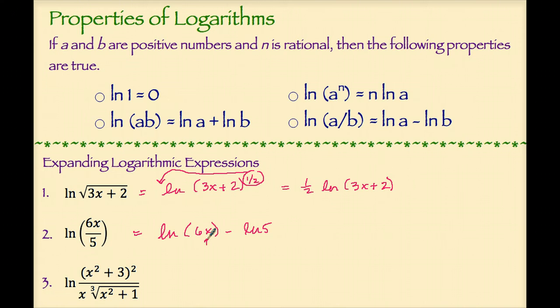But then notice this argument is a product, which means I can use the product rule and separate that into a sum of two logarithms, natural log of 6 plus natural log of x minus natural log of 5. And finally, for number 3, first of all, we're going to use the quotient rule to separate the numerator from the denominator, and that will give us natural log of (x squared plus 3) quantity squared, minus natural log of x, and I'll write the radical expression as (x squared plus 1) to the 1/3 power.